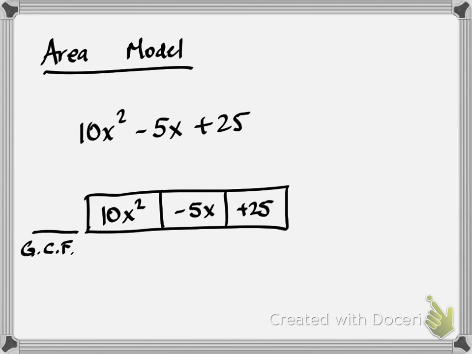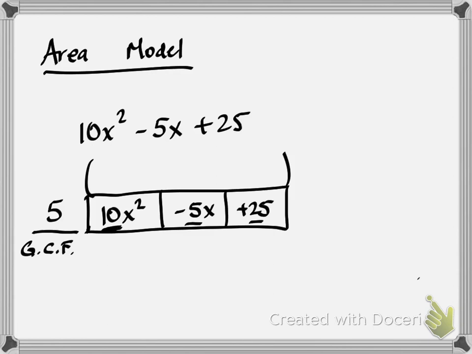Okay, let's do another one. I did notice one on the Khan practice that had 3 terms. And again, they tell you that the GCF is 5. And so basically we're just going to divide all 3 of these numbers by 5 and then put them up here as my leftovers.